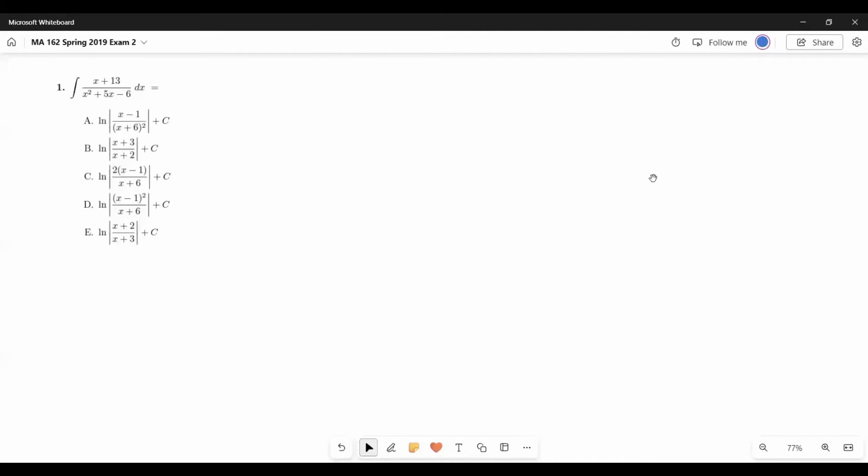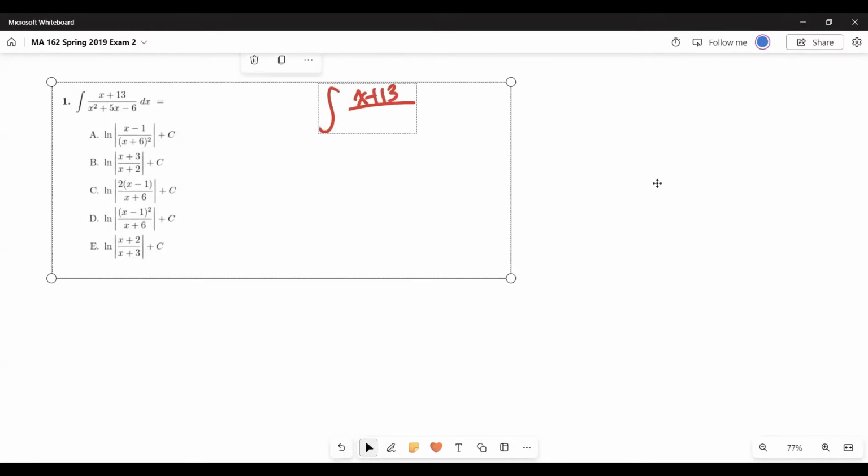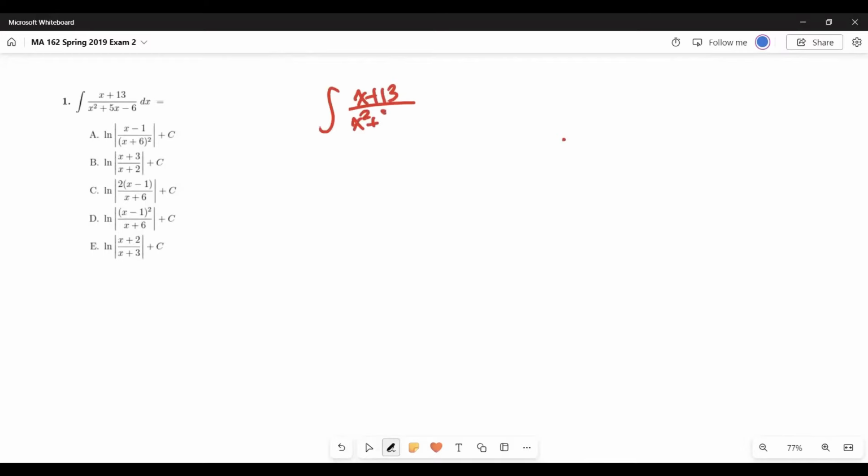Okay, so this question asks to integrate (x + 13) over (x² + 5x − 6) dx. Let's write it down: (x + 13) over (x² + 5x − 6) dx. You can factor x² + 5x − 6 as (x + 6)(x − 1), and this is on the bottom of x + 13. So we're going to use a partial fraction decomposition technique to integrate this.